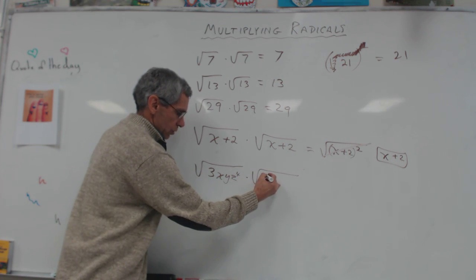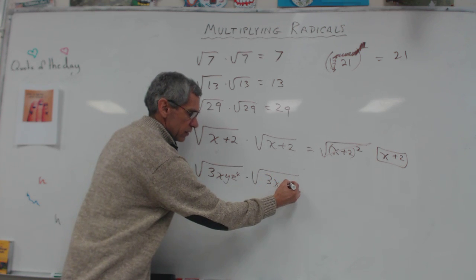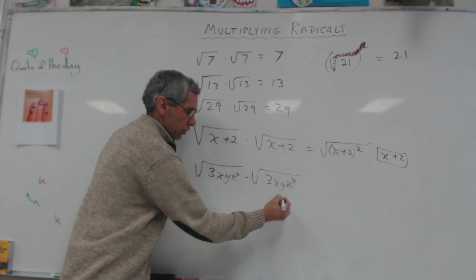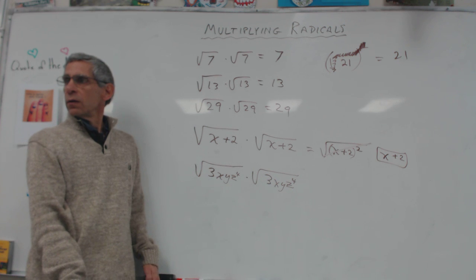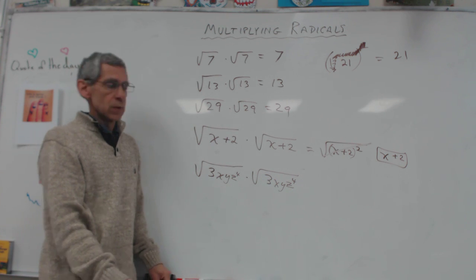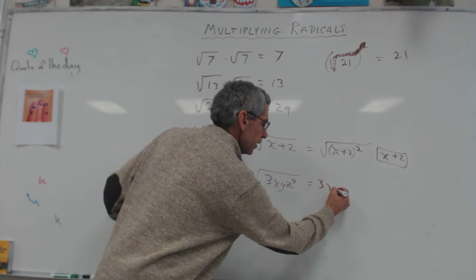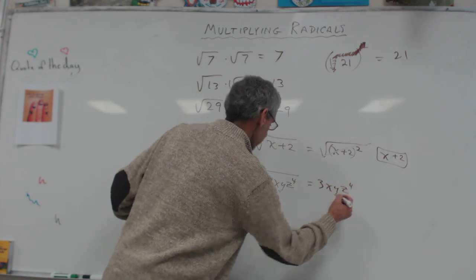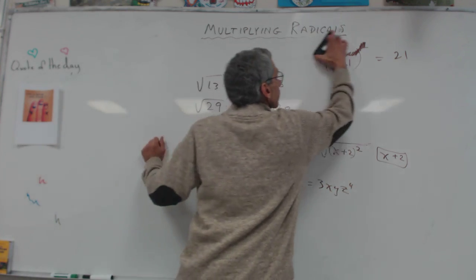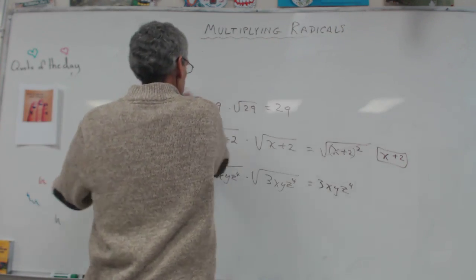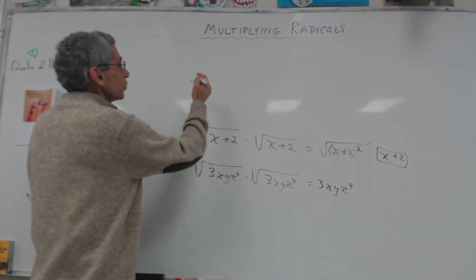What's the square root of 3xy z to the 4th times the square root of 3xy z to the 4th? It's 3xyz to the 4th. Okay? Good.